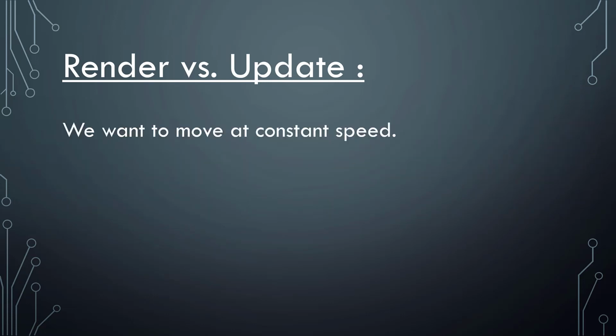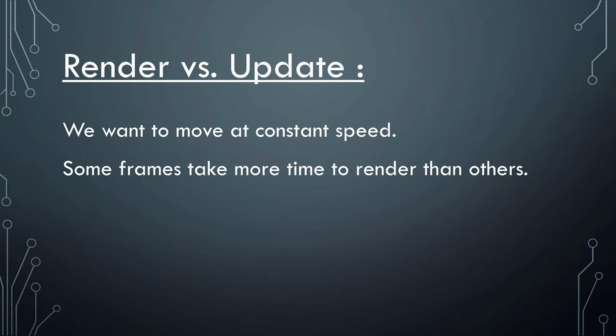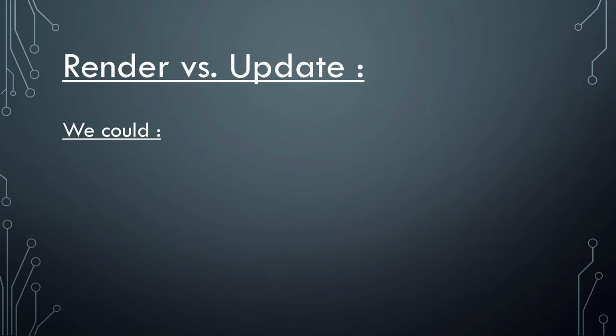So what we do want is to move things at constant speed, but what we actually have is we render frames at some random speeds that are not consistent. So what should we do? There's a couple of common approaches to that problem, so let's start covering it.